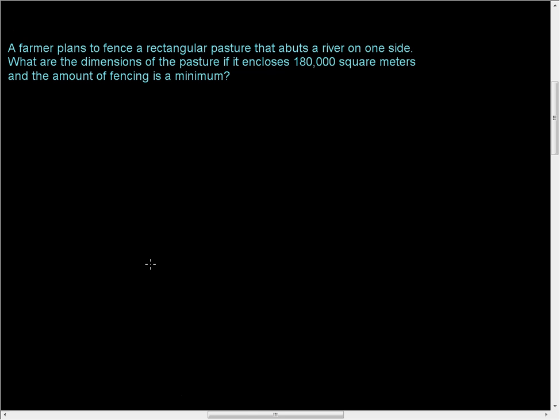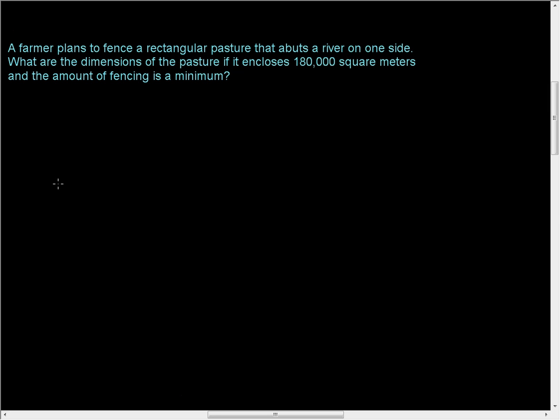In this video, we are given the area and we are asked to find the minimum amount of fencing to be used to enclose a pasture. And so this is a little backwards of the first problem that I did. A farmer plans to fence a rectangular pasture that abuts a river on one side.